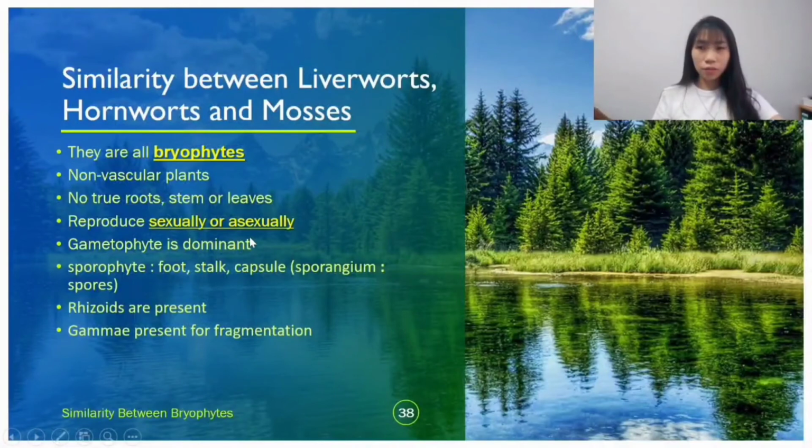So, about the similarities between the liverworts, hornworts, and mosses. They are bryophytes, non-vascular plants with no true roots, stem, or leaves, and they can reproduce sexually or asexually. If sexually, they reproduce through the gametophyte, and the gametophyte is dominant. If asexually, they produce gemmae present for fragmentation, and sporophyte is present, and also the rhizoids are present.